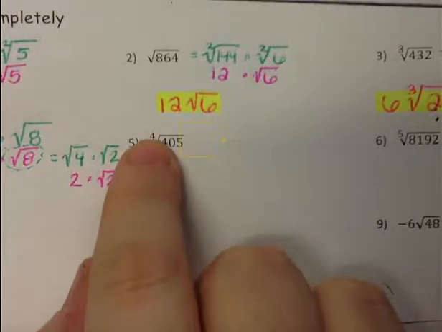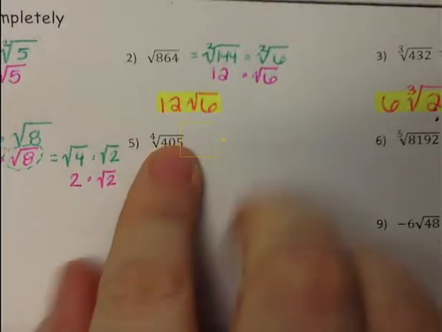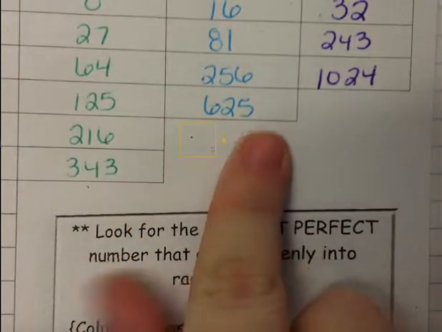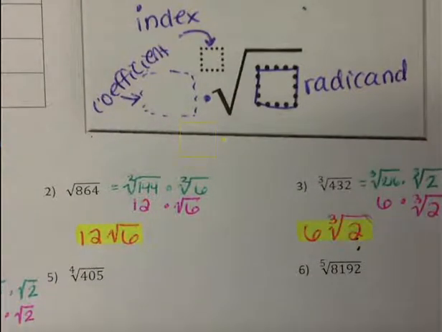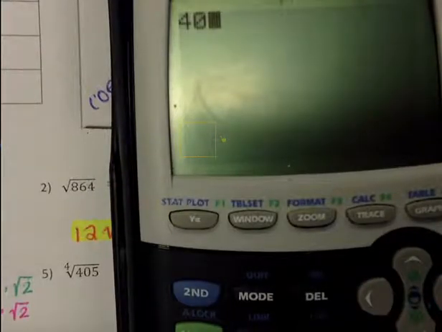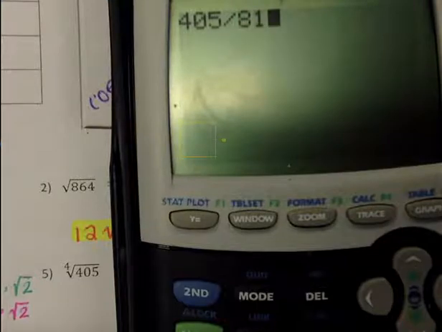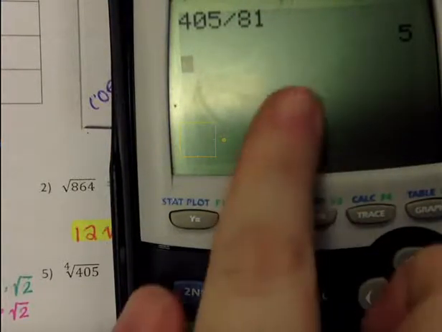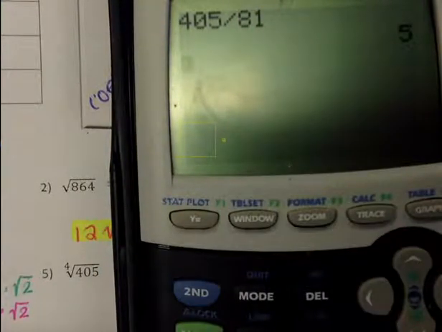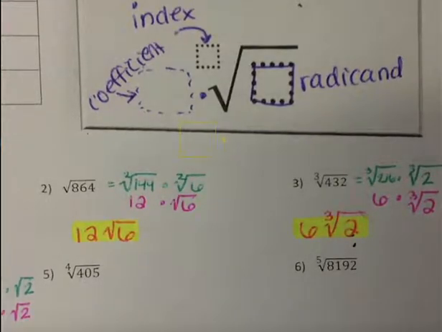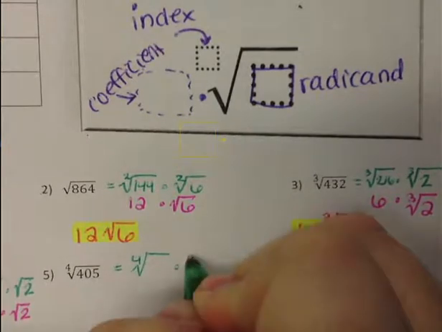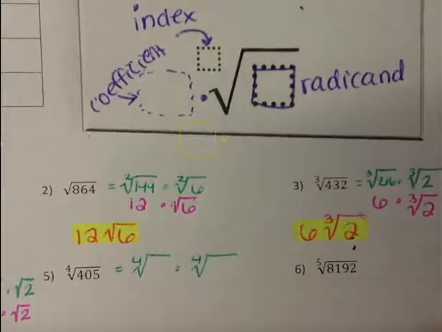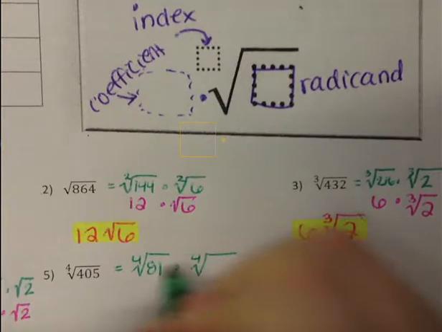This next one is the fourth root of 405. So we look at the perfect fourths column and we divide by those numbers. So 405 can first be divided by 81. So 405 divided by 81, because that's the first number that is smaller, and it works automatically. So it's 405, 81, and 5. So this is equal to the fourth root of a number times the fourth root of a number. The numbers were 81 and 5.